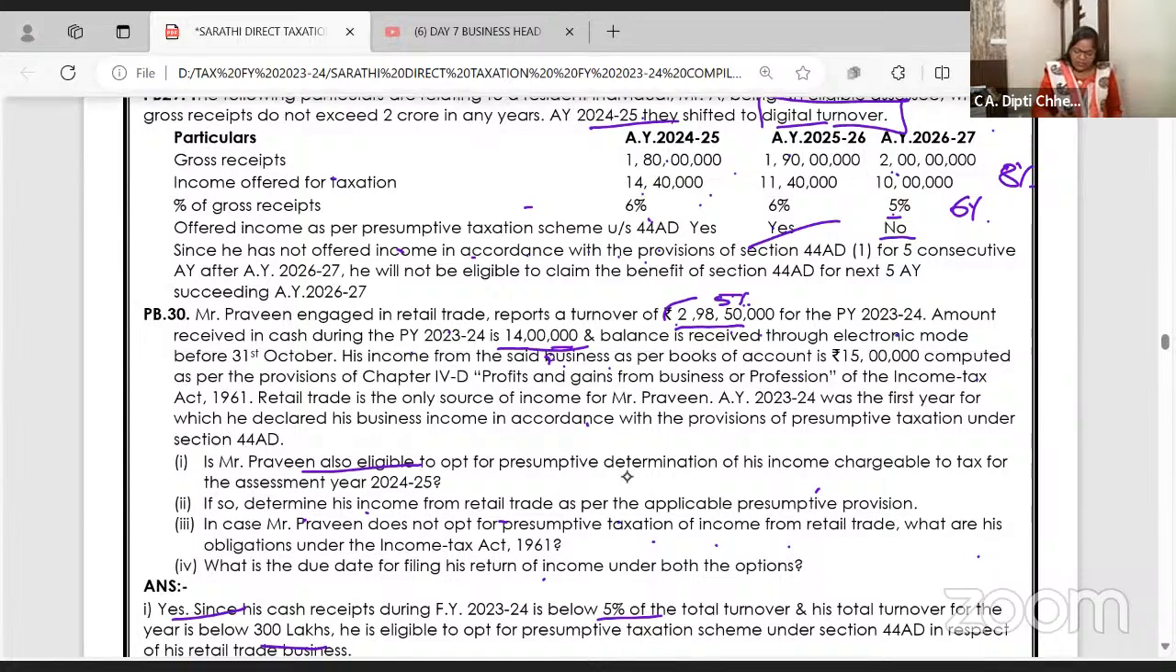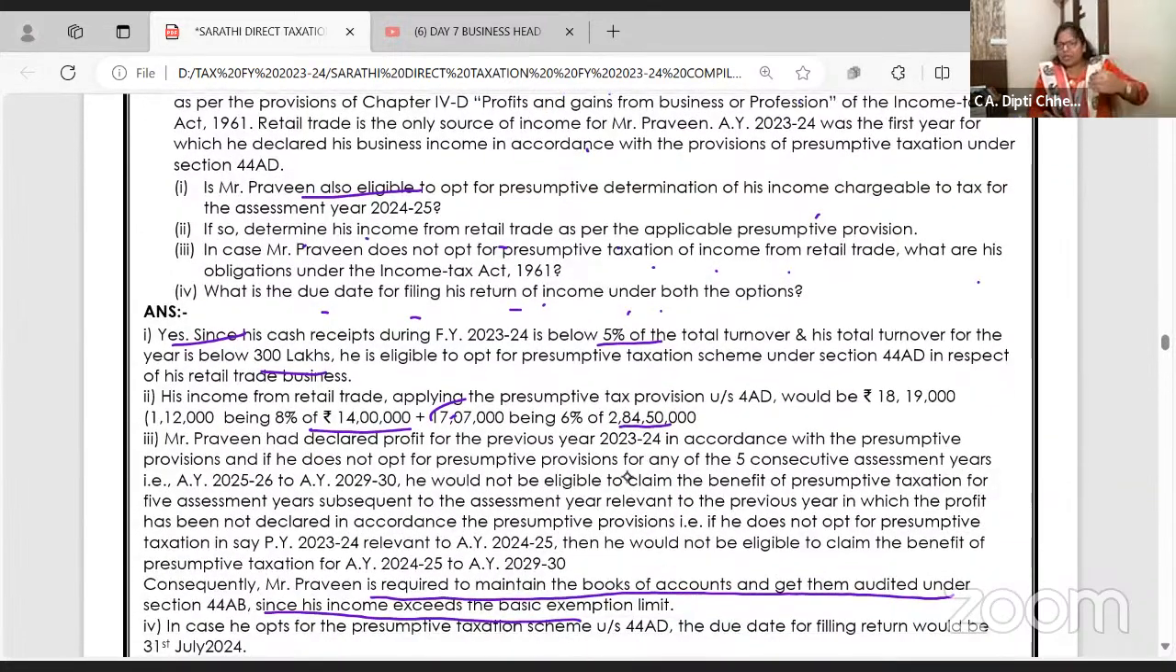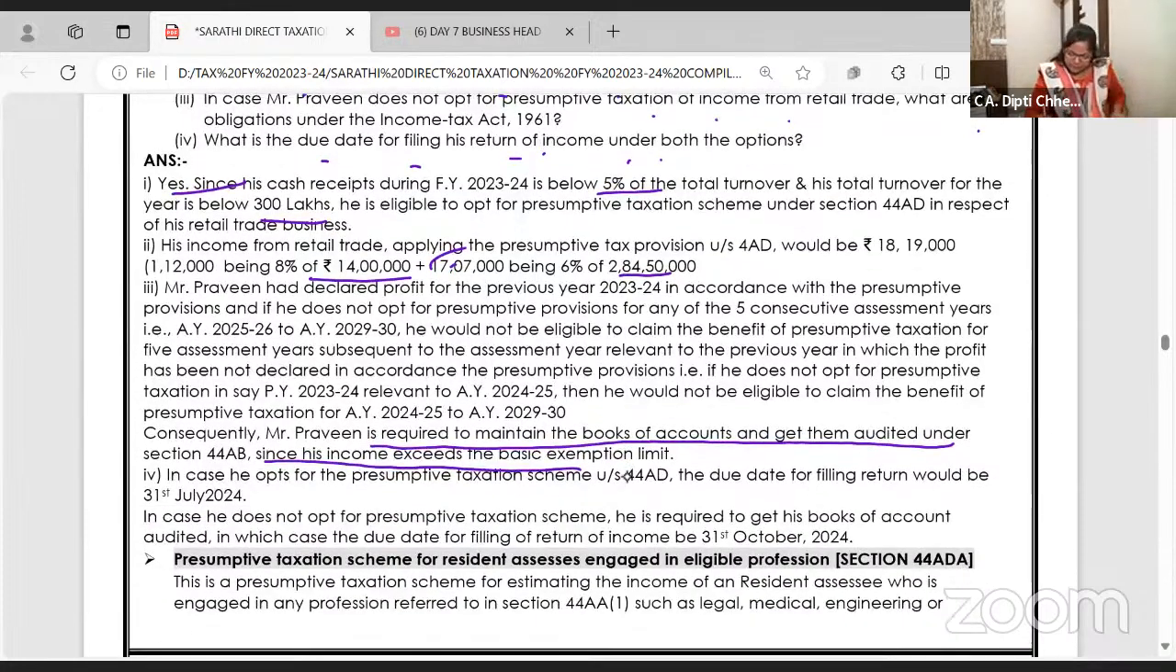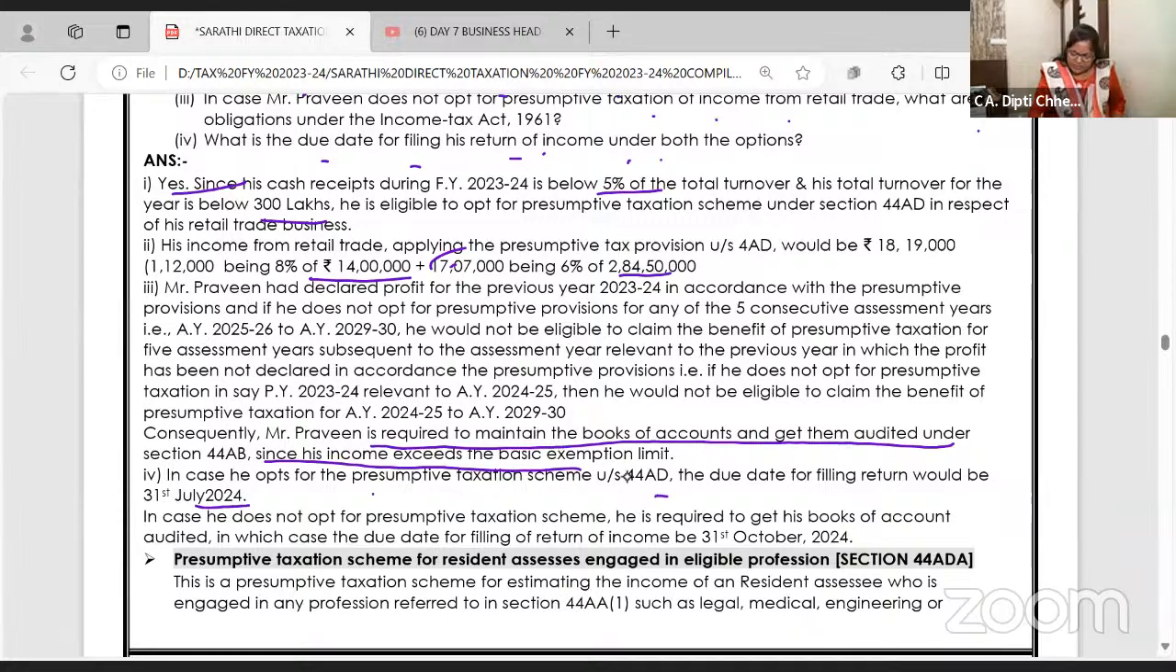Okay, last question. What is the due date of filing the return? If books of accounts are audited, then October, otherwise July. In case he opts for presumptive taxation, the due date is July. If he does not opt, then it is October. Is the application clear to you?